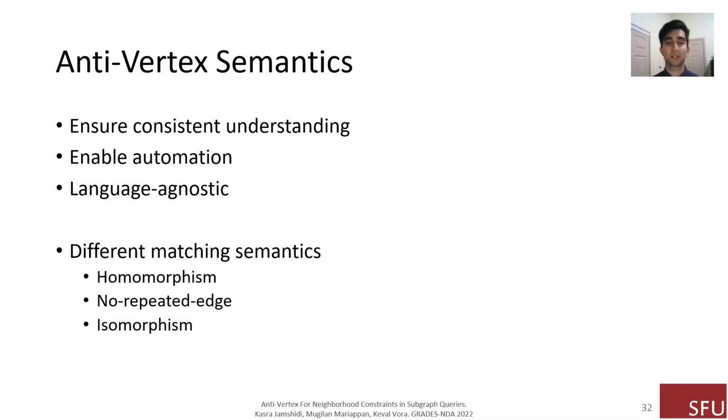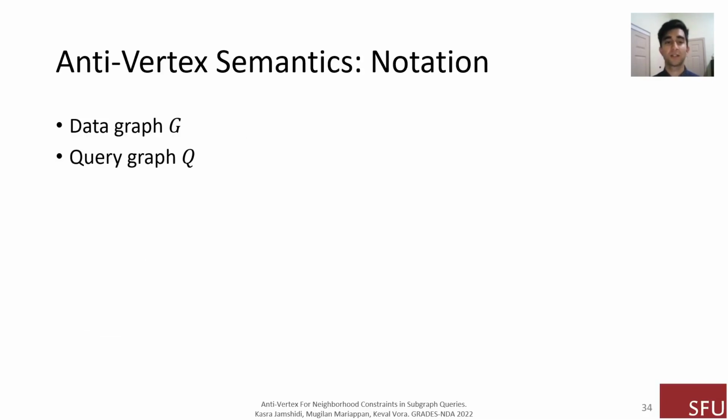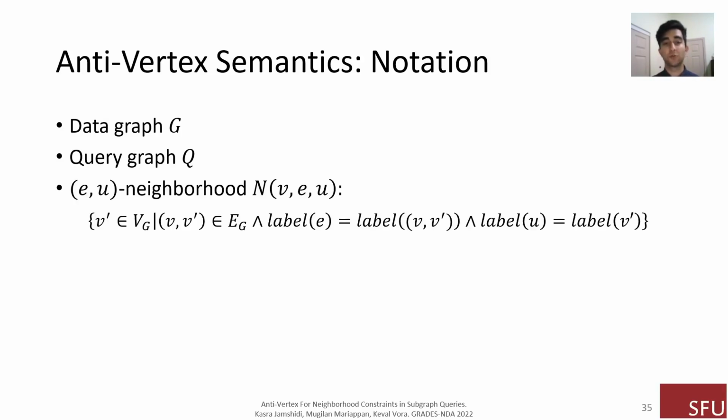First, I have to explain some notation. Then I'll explain each querying paradigm and how anti-vertex semantics fit in. So, let's say we have a data graph G and a query graph Q. For each vertex in G, we're going to define something called an EU neighborhood.